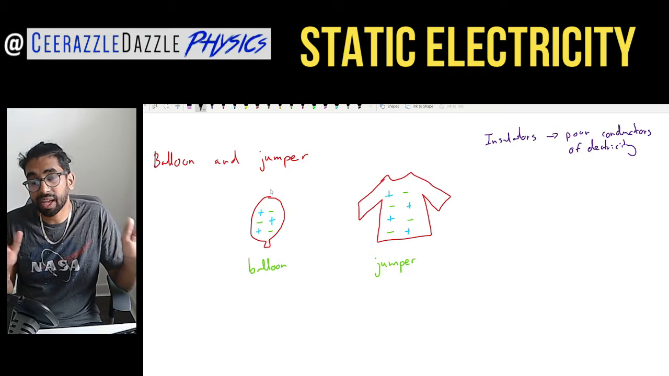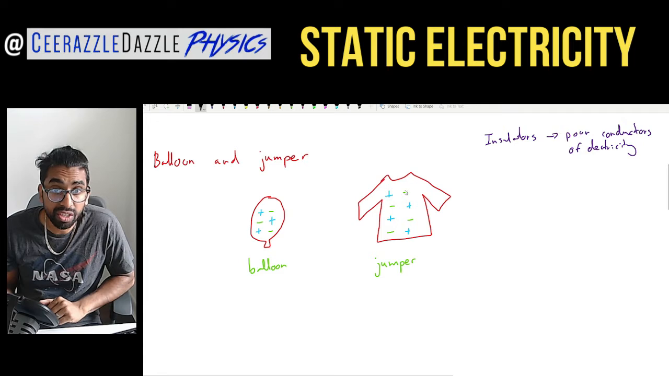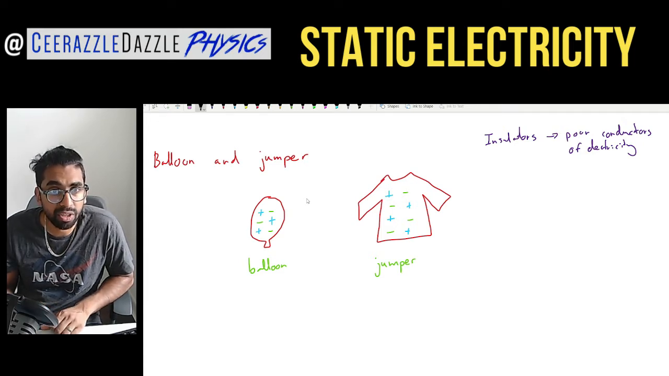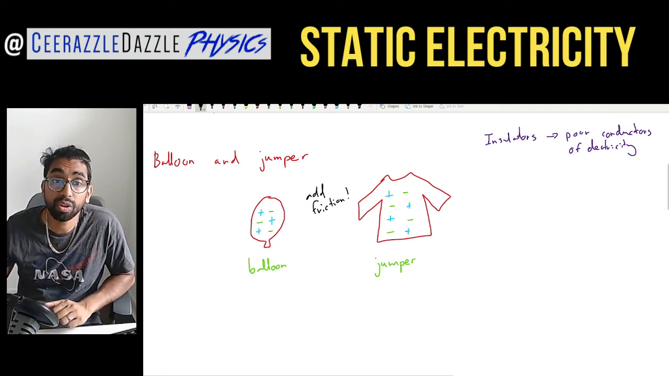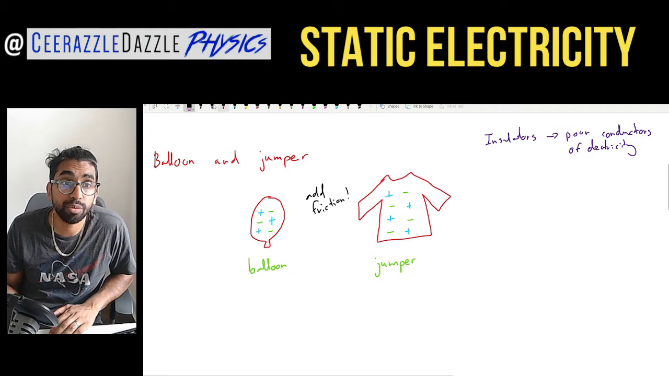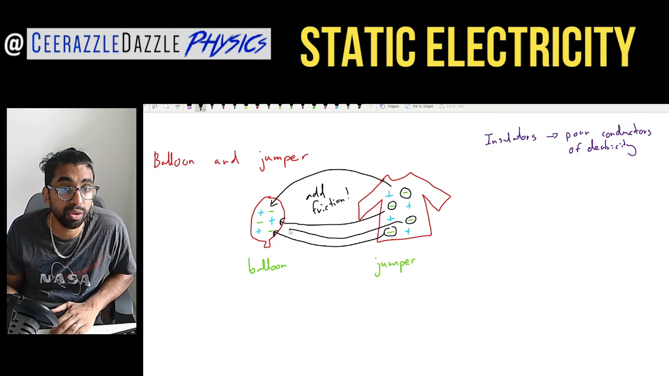If we were to take the jumper and the balloon and rub them both together, we're going to add some friction between them. What will happen is the negative charges from one of them will go onto the other. So this negative charge from the jumper over here will move off and deposit onto the balloon. This one as well will move off and go over here, this one as well, and this one as well, let's say it moves off and goes onto the balloon over here.